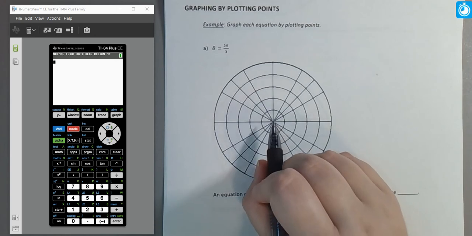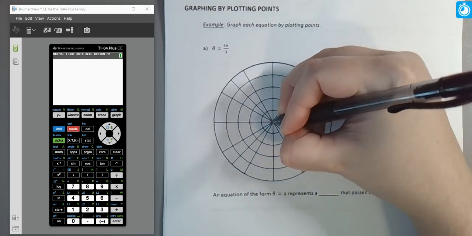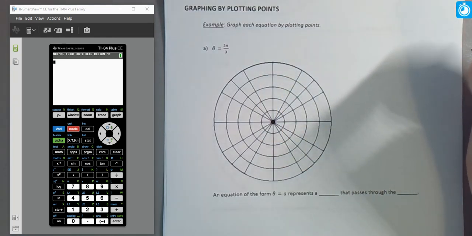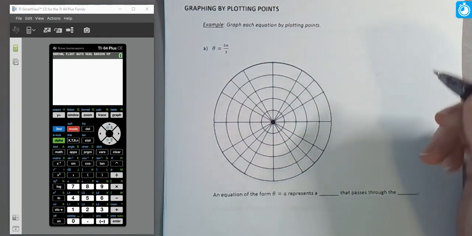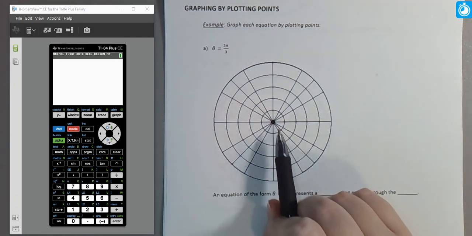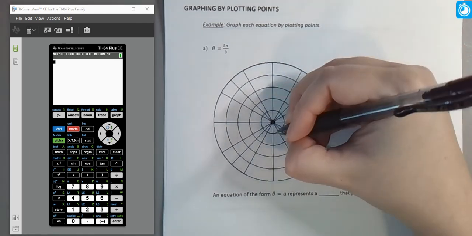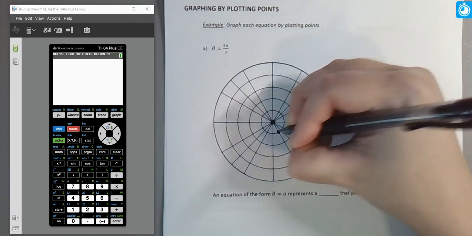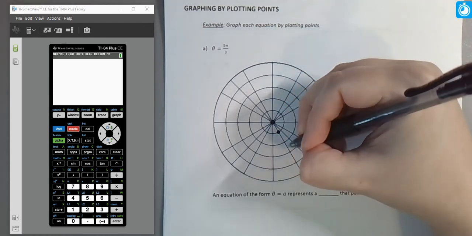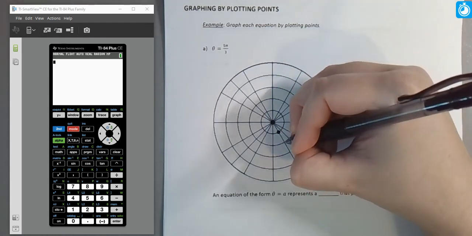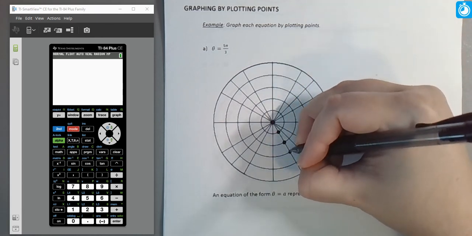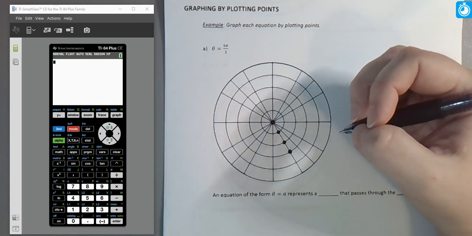If r is 0, r equals 0 is another name for the pole, that original point in the middle, what we think of like the origin in the xy plane. Now what if r is 1? Well, that means we're going along theta equals 5 pi over 3, but we're going out to the first ring. So we would be on the first ring along that ray. If r were 2, we'd still be along that ray, but we'd be out at the second ring. If r were 3, we'd be at the third ring, and so on and so forth.